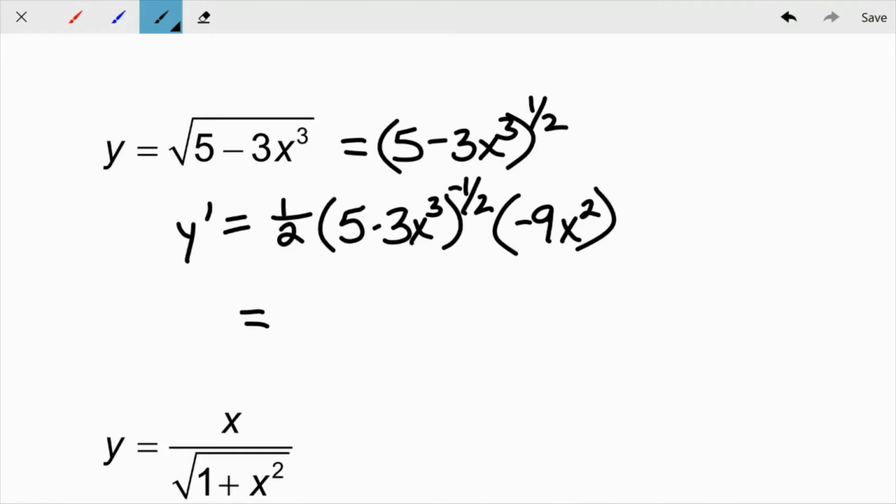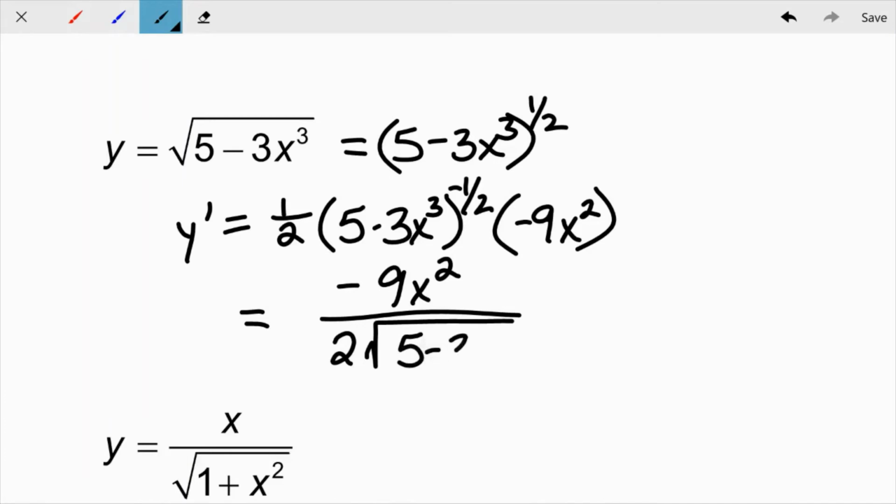And what I'd end up with is negative 9x squared over 2 times the square root of (5 minus 3x cubed). Okay, so again, it's easy to see where that derivative would be 0. It's easy to see where it's undefined based on the form that I have it in.